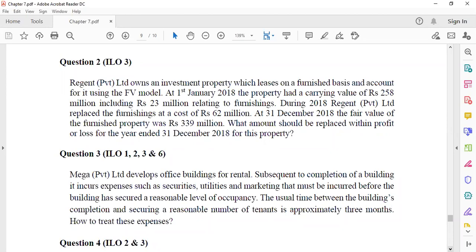So, when you come to the investment property, for the subsequent recognition, you can go for either the cost model or the fair value model. If you go to the cost model, that is exactly similar to the PPE. So, you charge the depreciation and you test for impairment. And that's how it goes. But if you go for the fair value model, you need to ensure that at each reporting date, you are getting the fair value.